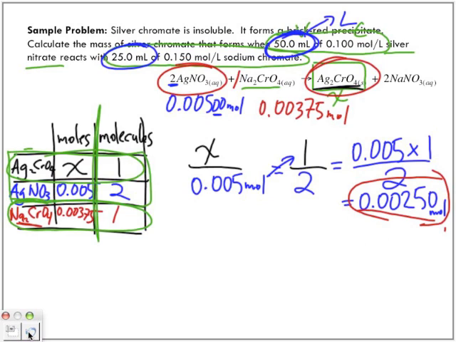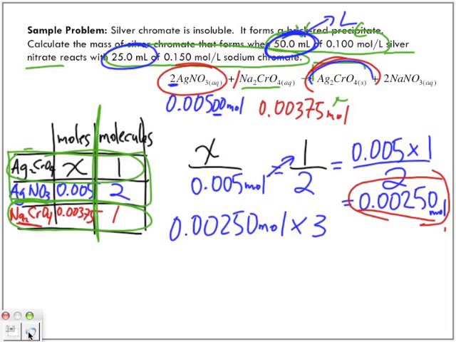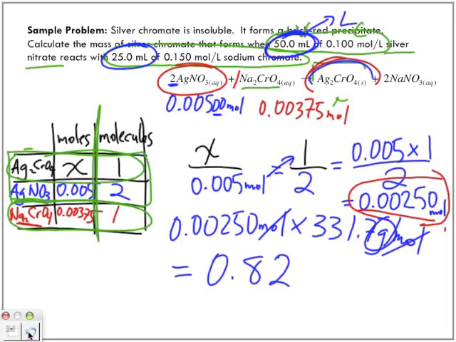So we've got our number of moles, and that's 0.00250 moles. We're going to multiply it by the molar mass of the silver chromate, sorry for those who can't see it, which is 331.7 grams per mole. Moles cancel out, I'm left with just grams, and when I multiply those two together, my answer comes out to 0.829 grams of the silver chromate.